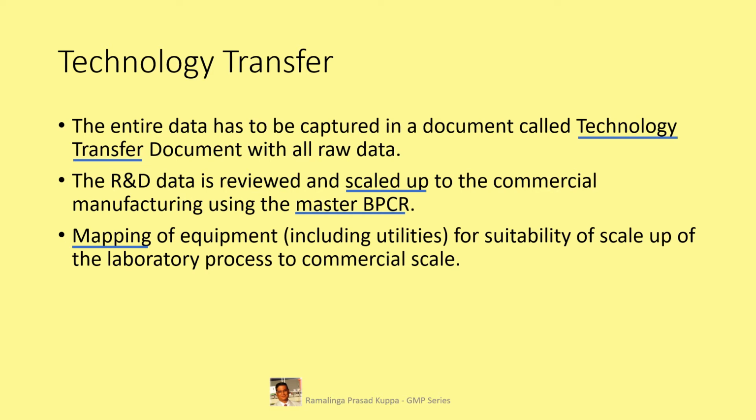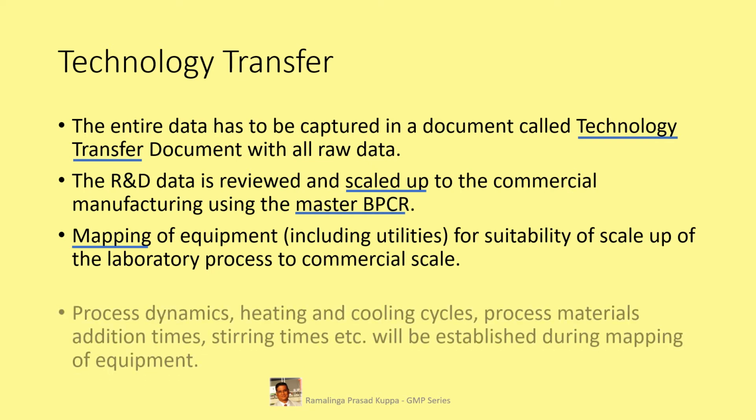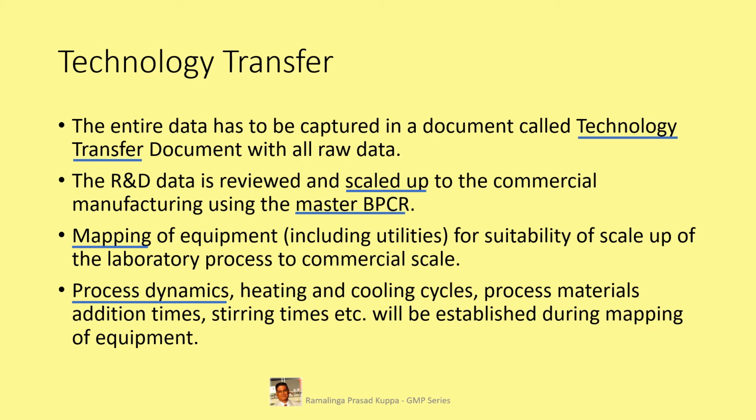Suitable equipment selection is a part of the equipment mapping. Depending upon the turnaround volumes, heating and cooling cycles, the equipment selection and supporting utility services should be done. Process dynamics, heating and cooling cycles, process materials, addition times, stirring times, etc. will be established during mapping of equipment.